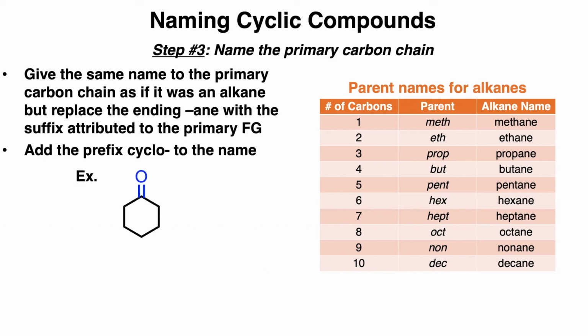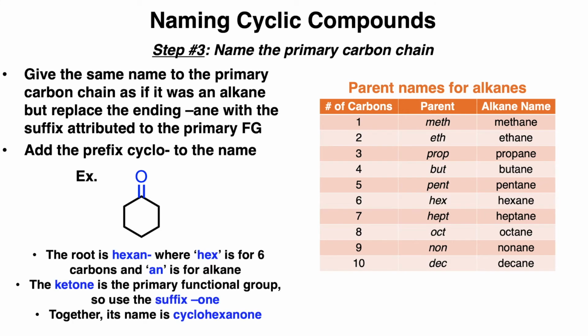In this example, the ketone is our primary functional group and the rest of the molecule is a cycloalkane. So it will have a root of hexane, where hex stands for 6 carbons and the an is for the alkane, and the ketone is our primary functional group, so we'll use the ending -one. So together, the molecule's name is cyclohexanone.